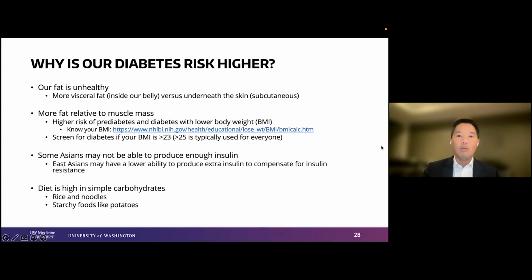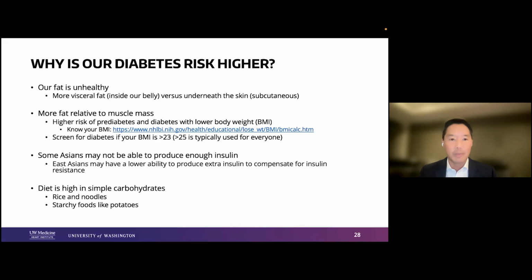If you want to know what your own BMI is, which essentially measures your weight relative to your height, you want to know if your BMI is greater than 23. There is now, I would say, a strong reason for Asians who have a BMI greater than 23 to be screened for diabetes or pre-diabetes.